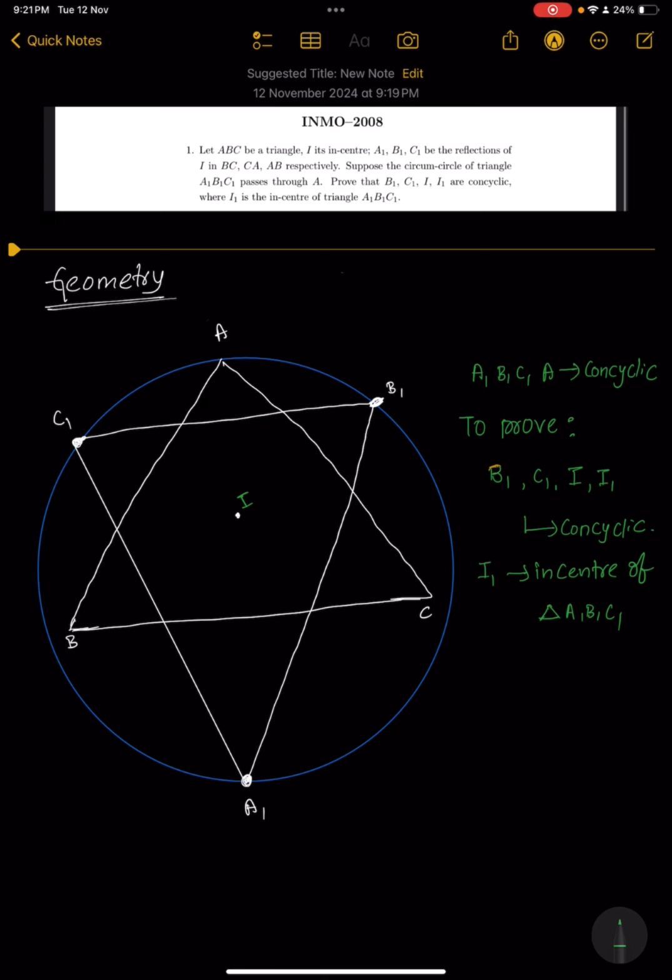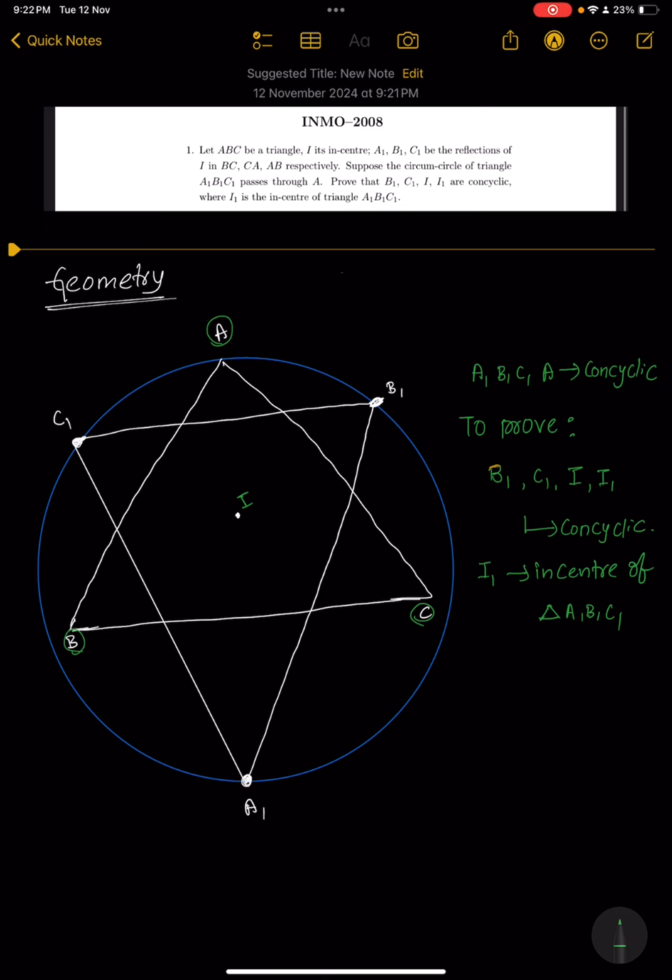I have made a rough diagram here. Let us go through the question and understand what is given. Let ABC be a triangle. So we have a triangle A, B and C, and I is its incenter. So this I is the incenter of this triangle ABC.